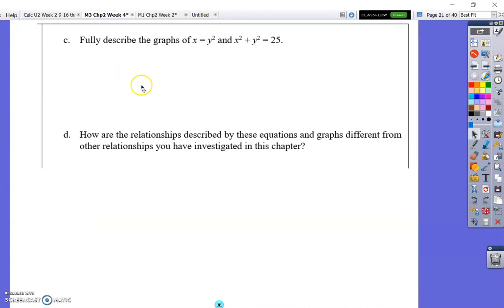So I forgot to answer these two parts, so we'll continue with the lesson just a little bit. Fully describe the graphs of x equals y squared and x squared plus y squared equals 25.